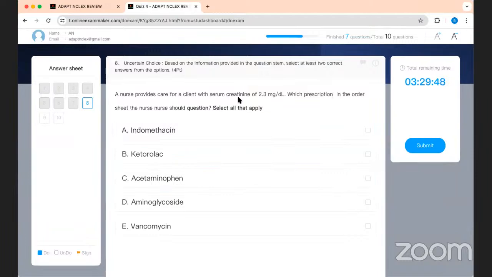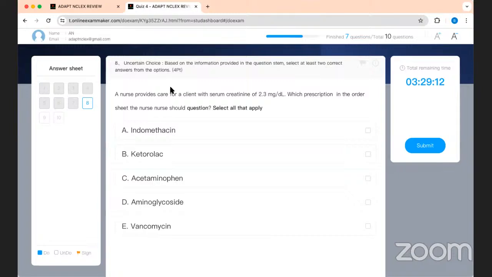And then provide care for a client with a serum creatinine of 2.3. Which prescription on the order sheet should the nurse question? That's all. When you see this kind of question, don't guess, break it down. It's a select or apply question. Pick those that you're confident in. What is the buzzword? A creatinine of 2.3. What does that mean? It's abnormal. It's too elevated. If that is the problem, your kidney is in trouble. Therefore, don't pick an answer that is going to put your kidney in trouble.